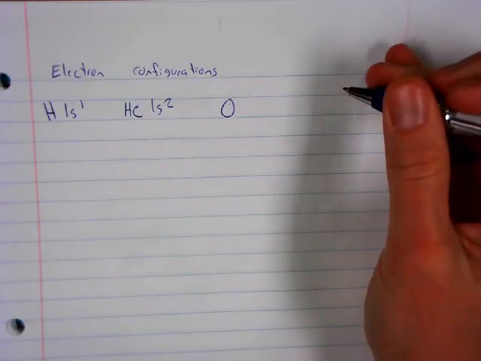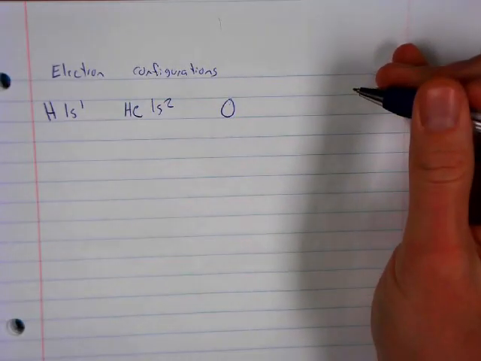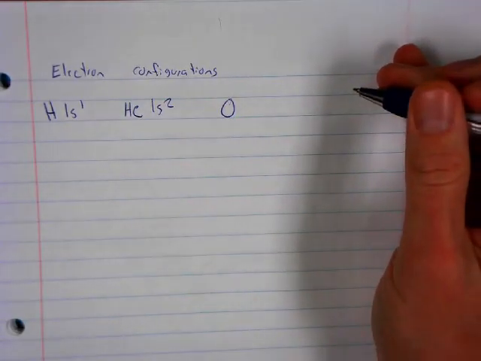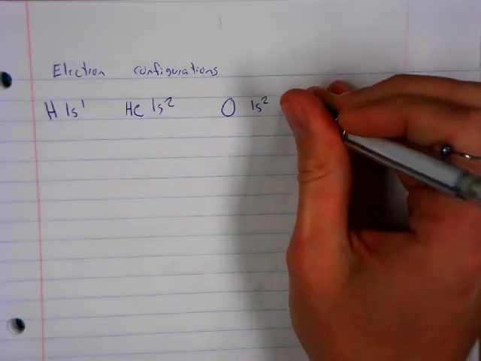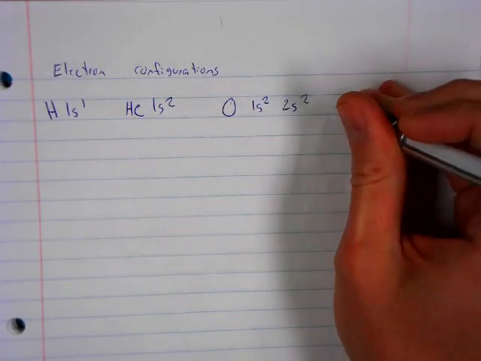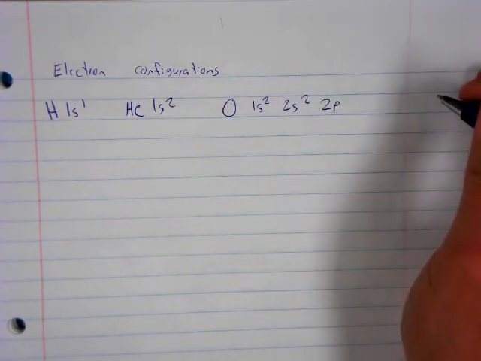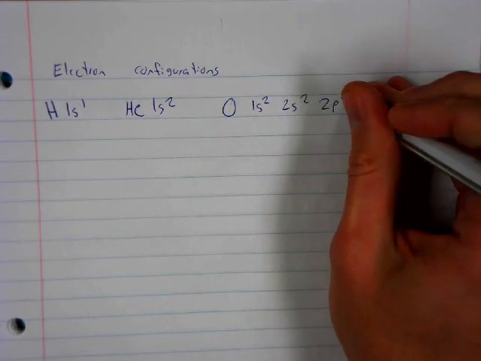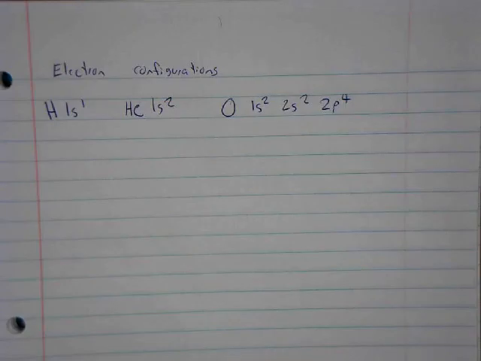Oxygen has a total of how many electrons? 8. So it's going to be 1s2, 2s2, 2p how many? 2p4. And remember, up on our periodic table, everything here are s's. These are all D's. These are all p's, and these are my f's.